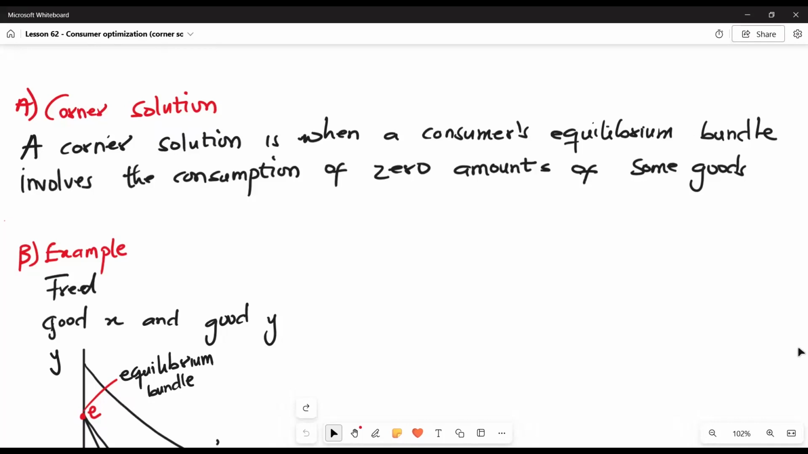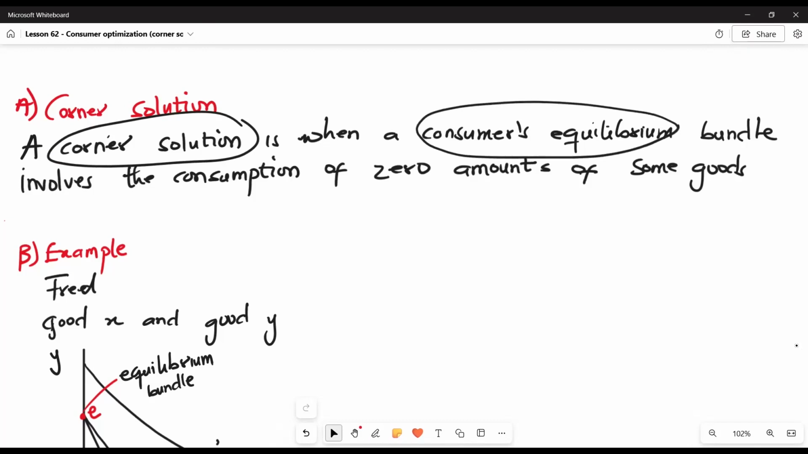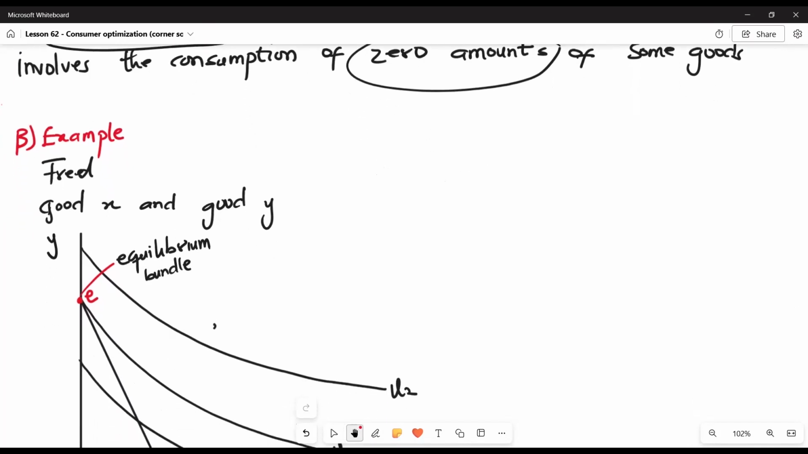So the previous equilibria that we saw was an interior solution which involved at least some amount of each commodity. This is not always the case. A consumer may find that there are certain goods that, given their income and prices, it isn't worthwhile buying any of these goods. So in this case, a consumer's equilibrium bundle can involve the consumption of zero amount of these goods. This is called a corner solution. A corner solution in this case is when a consumer's equilibrium bundle involves the consumption of zero amount of some goods. So let's look at an example of this.